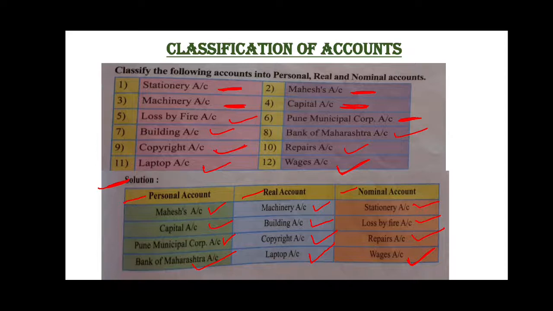All in all, we have to take into account that personal account is an account of persons or the persons created by law. Real account deals with all the properties and assets. Nominal account deals with all the expenses, losses, incomes and gains.